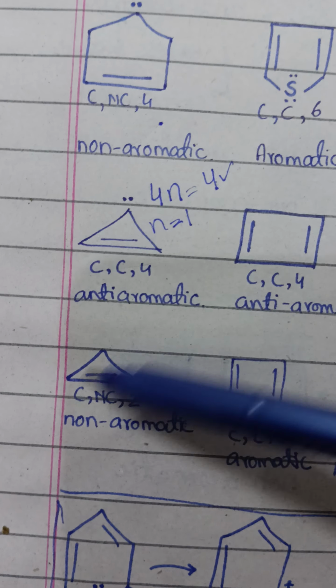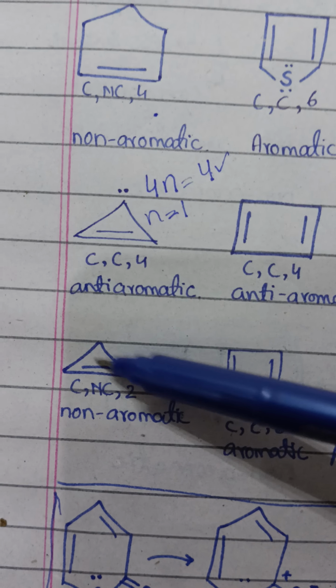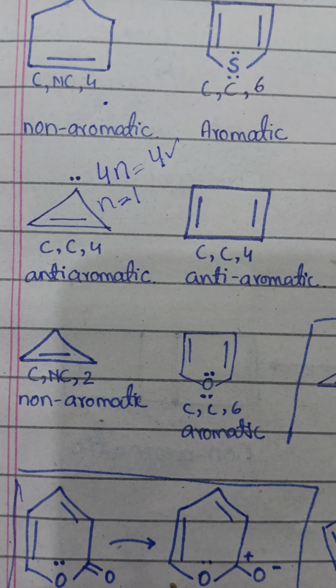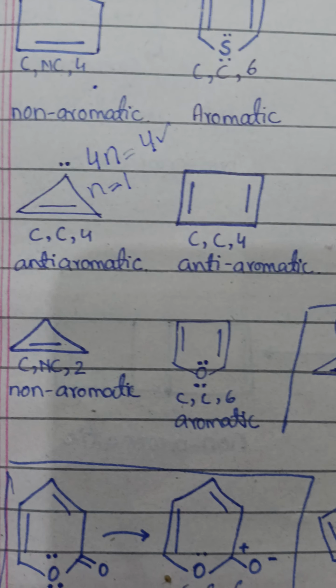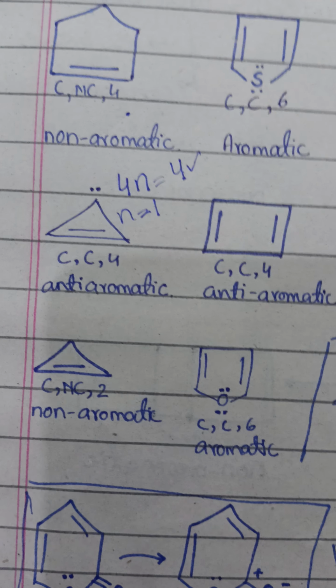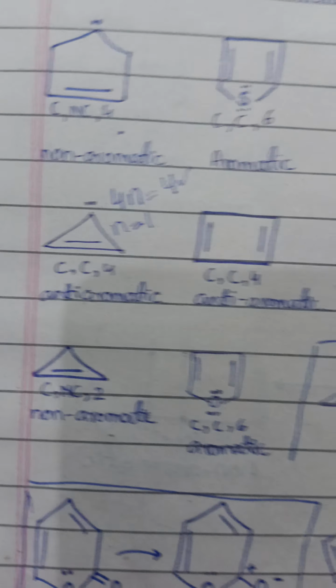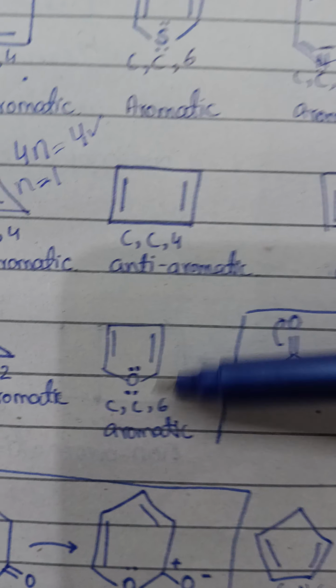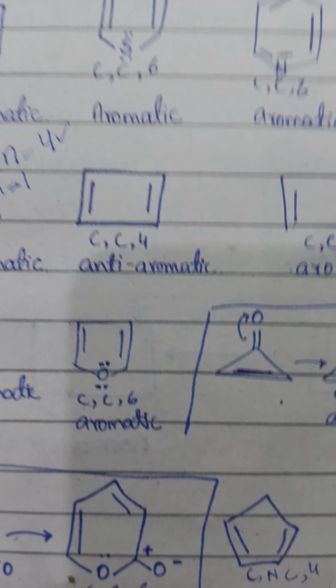Now in this structure it is cyclic and the conjugation is broken, because two sigma bonds are in front of each other. So therefore it has only two pi electrons. So therefore due to non-conjugation it is a non-aromatic compound. And this is the structure of furan, and furan is an aromatic compound.